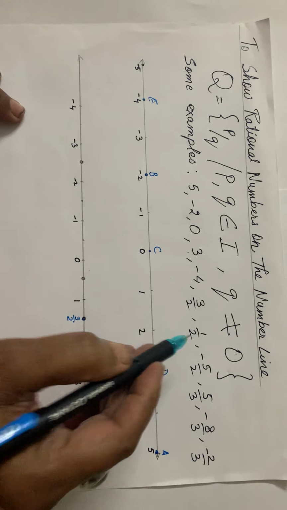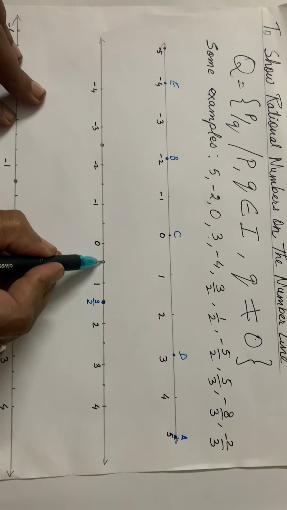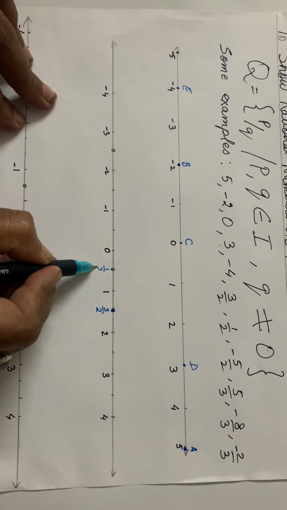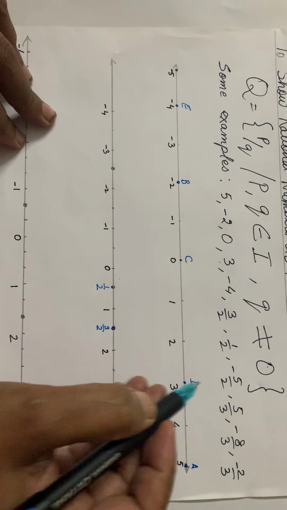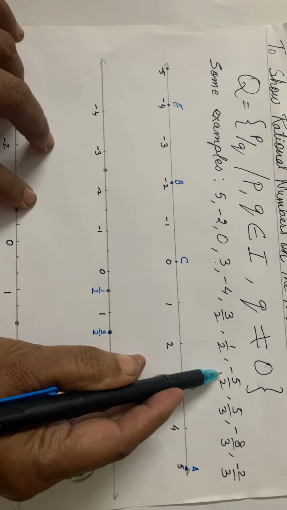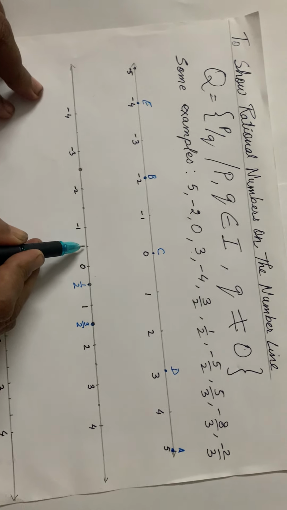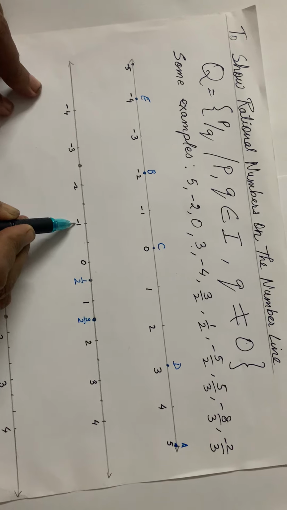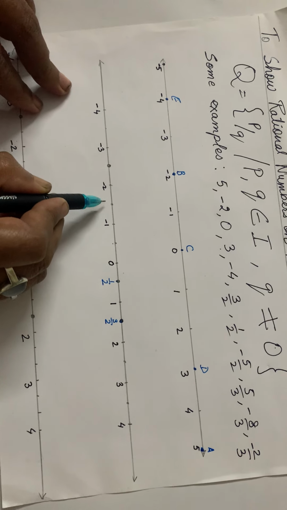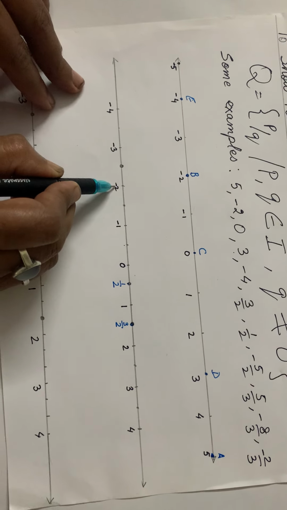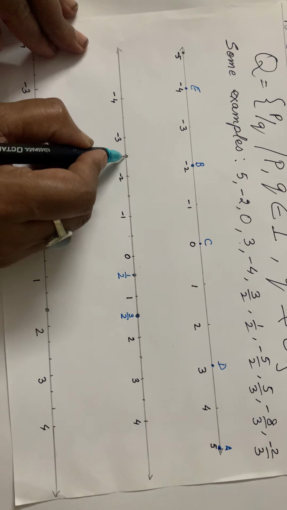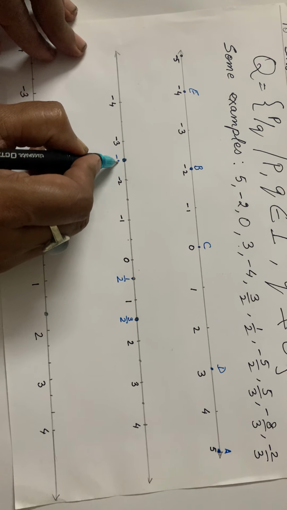Now if I want to show 1 upon 2, then after 0 the first one is 1 upon 2. If I want to show minus 5 upon 2, then because it is a negative number, it will be to the left hand side of 0, and here minus 1 upon 2, then minus 2 upon 2, that is minus 1, minus 3 upon 2, minus 4 upon 2, that is minus 2, and here it will be minus 5 upon 2.